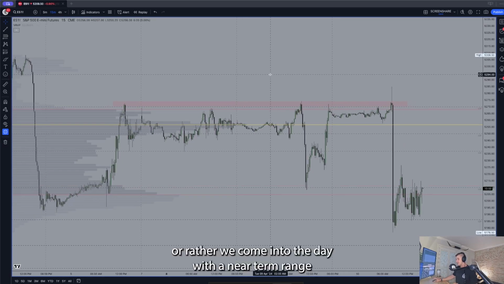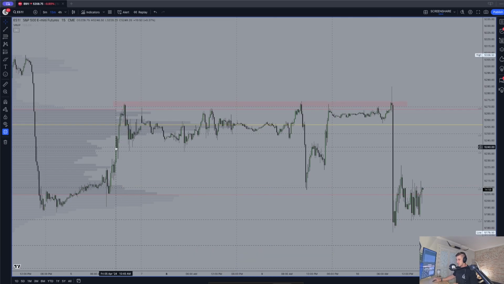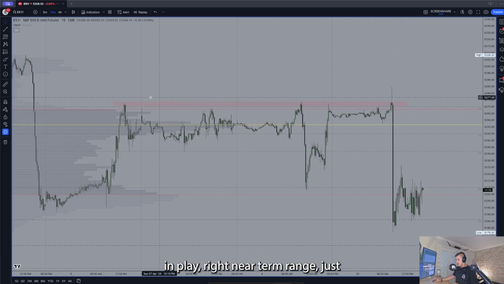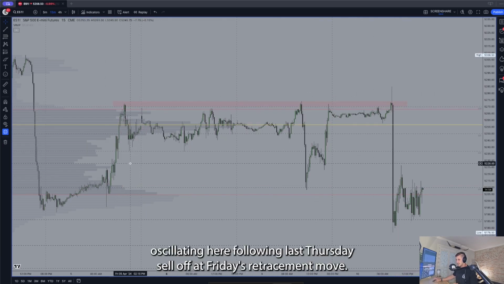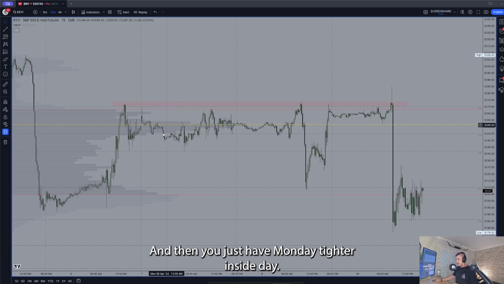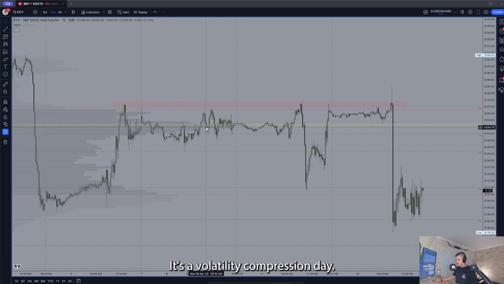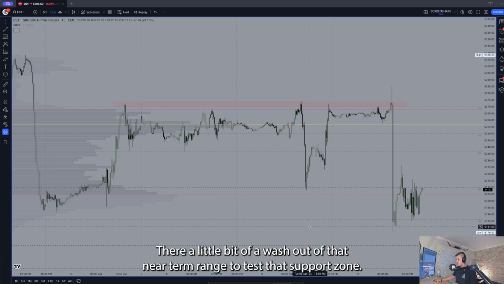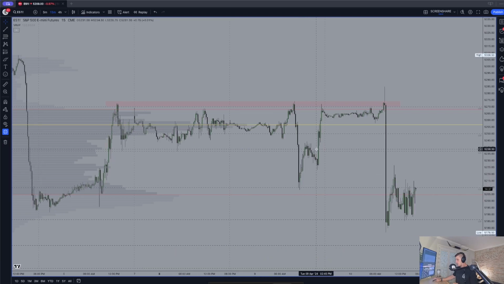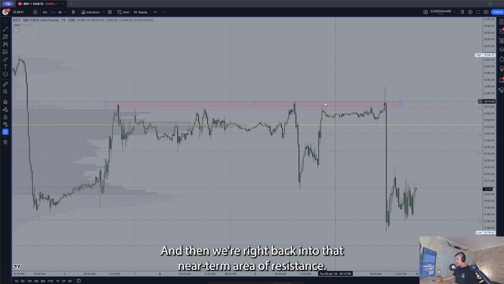Well, rather, we come into the day with a near-term range in play. Right, near-term range just oscillating here following last Thursday's sell-off. You have Friday's retracement move, and then you just have Monday, tighter inside day. It's a volatility compression day. Tuesday, you get a little bit of activity there, a little bit of a washout of that near-term range to test that support zone, right? And then we're right back into that near-term area of resistance.